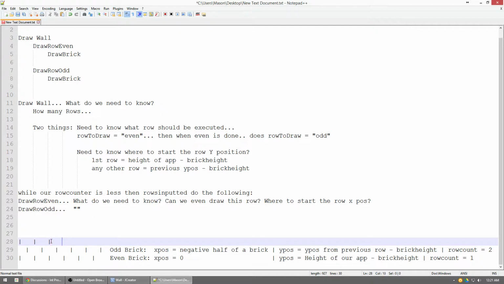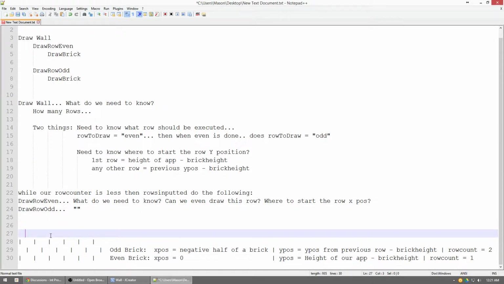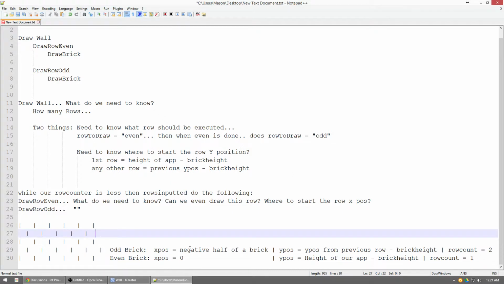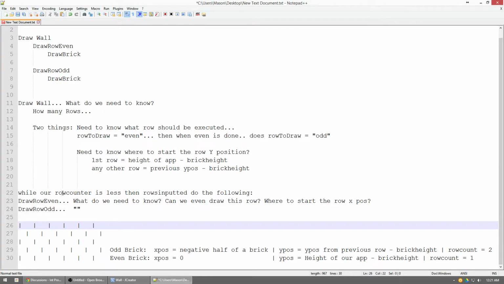So now we draw 3. 3 less than 5. Yep. All right, draw that one. Now it's at 4. Is 4 less than 5? Yep, okay, so draw another one. Now we're drawing our fifth row here. All right, we drew our fifth row, and now our row count is set to 5. Now it says, is 5 less than 5? Nope. Okay, so now we're done drawing our rows.